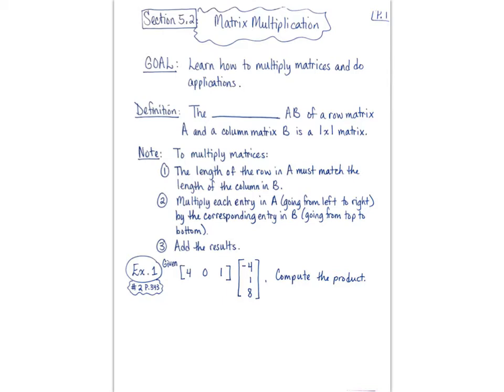Now, let's start out with the definition. We always do, most of the time. The product A times B of a row matrix A and a column matrix B is a 1 by 1 matrix. It's not the absolute value. This is a 1 by 1 matrix. Okay?